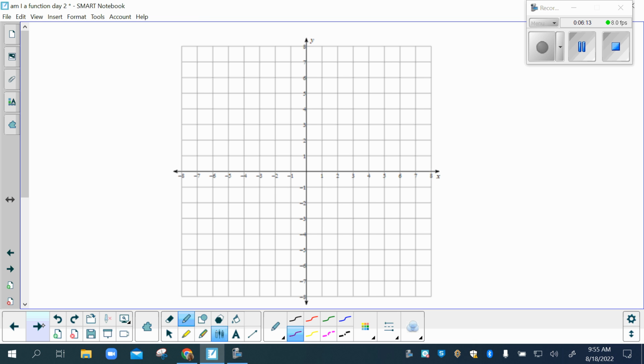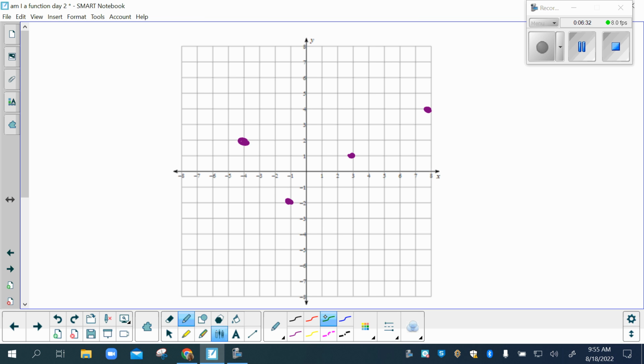So, I have a graph up here, and I'm going to put some data on it. I got a point right here, and you're just watching me. I got a point right here. I got a point right here, and I have a point over here. And I'm going to tell you that is a function, and I'm going to explain why.